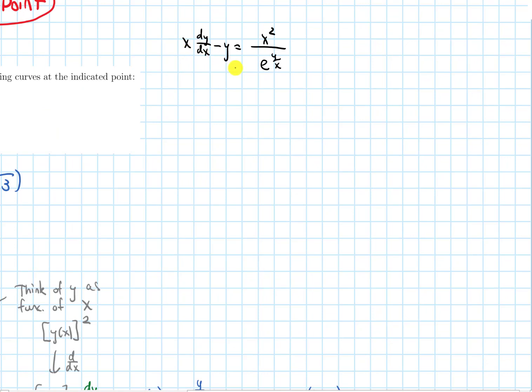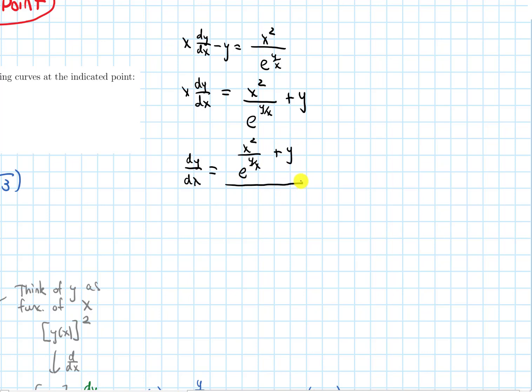All right, so continuing to the top of the next page, we have this. Now let's isolate the dy dx term. I'll add y to get x dy dx equals x squared over e to the y over x, and then plus y, and now I divide by that x. So dy dx equals this x squared over e to the y over x, and then plus y. Now we're dividing that whole thing by x. That's my derivative.